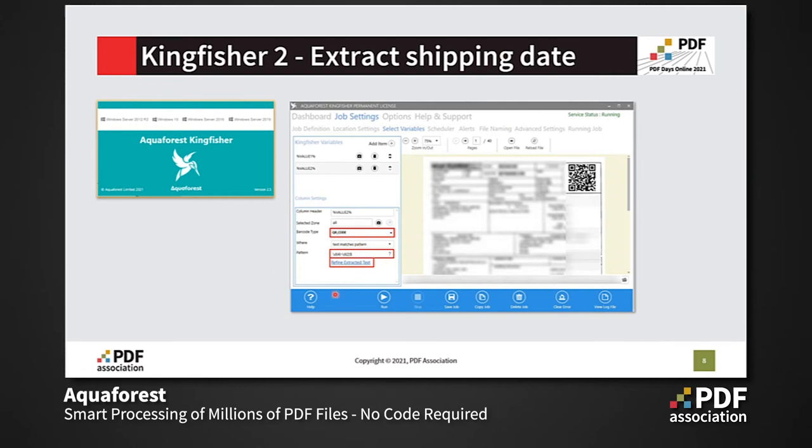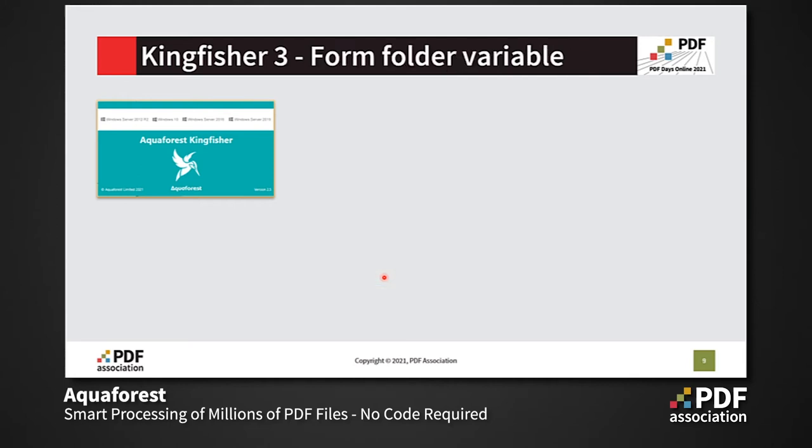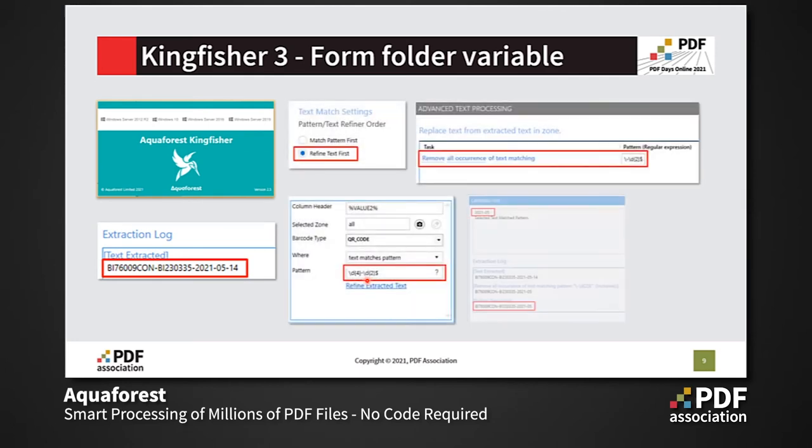And we do that simply by reading the barcode and then using some regular expressions. So that's what the barcode contains, but what we are interested in is simply the 2021 and the 05 here to create our folder with that name. And that is done with a handful of simple settings in Kingfisher. I'm not going to go into too much detail now, but we're stripping the date away at the end. So that leaves us just with the 2021-05 reference here. And that is what we're using in the next step.